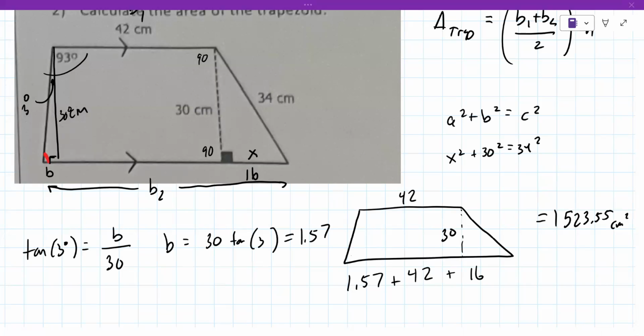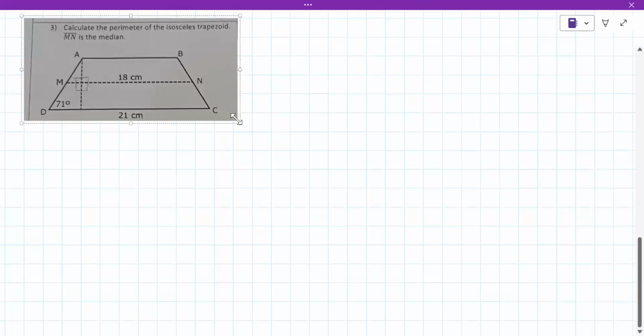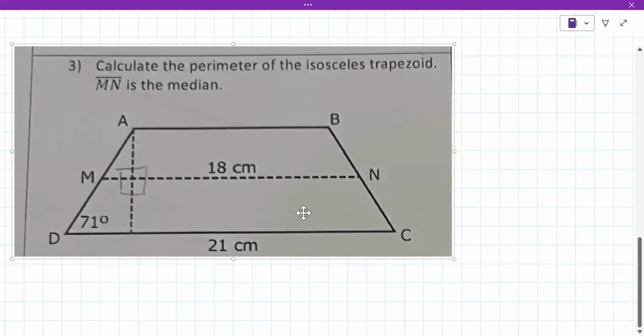Here we go. Number 3. Does this typically resemble your test? Like, do you get problems like these, or are they just totally different when you see the test? Yeah, some of them are like these. Okay, that's good to know.